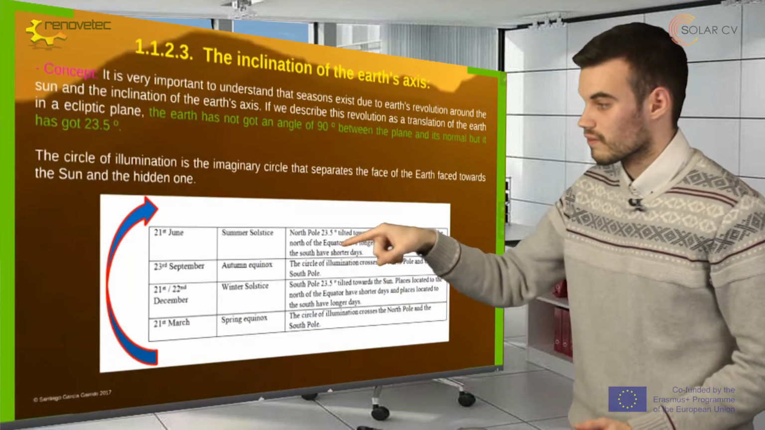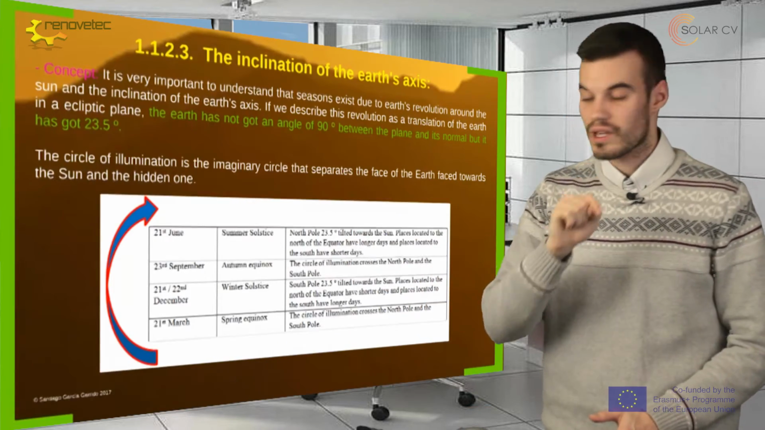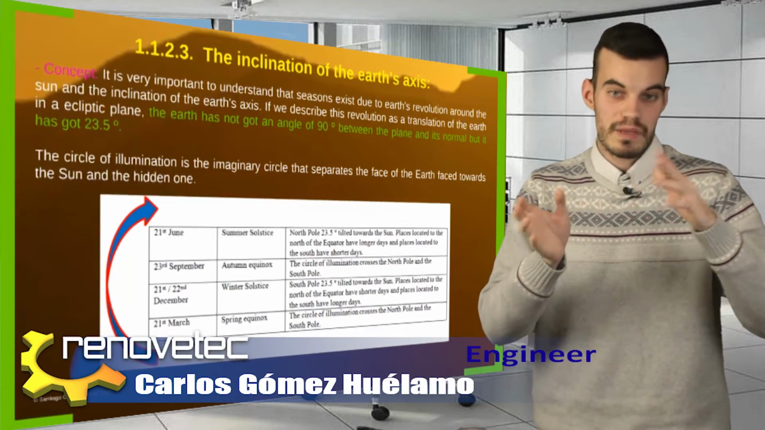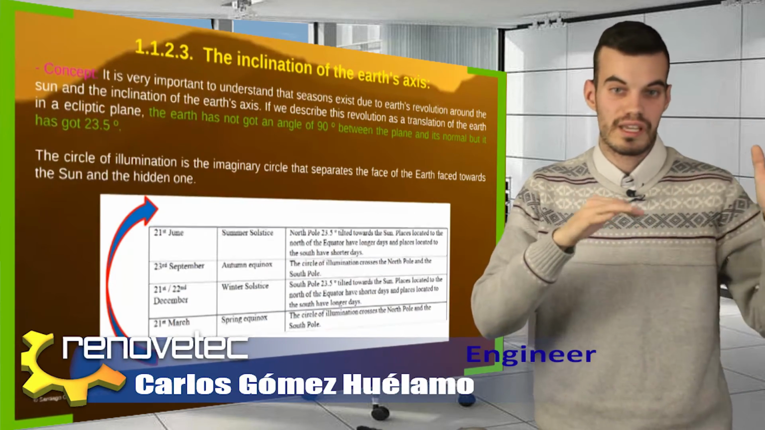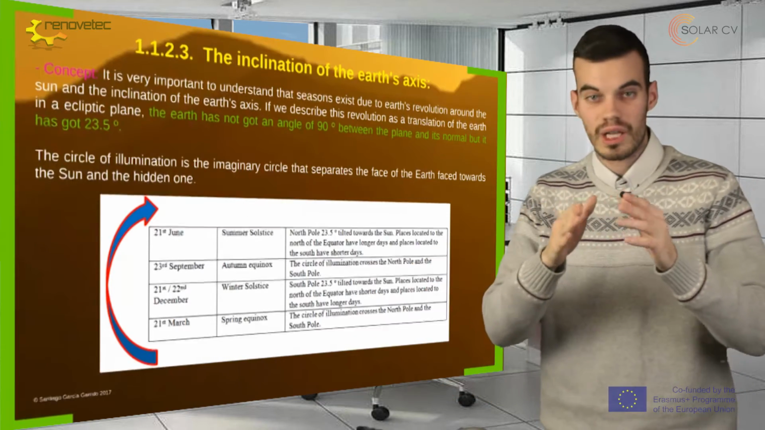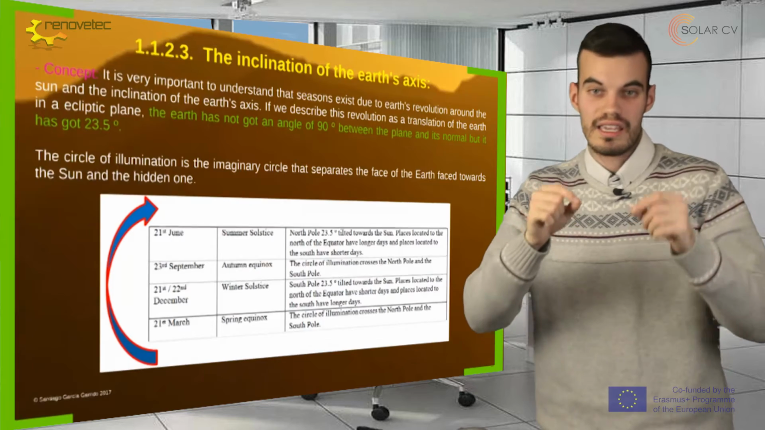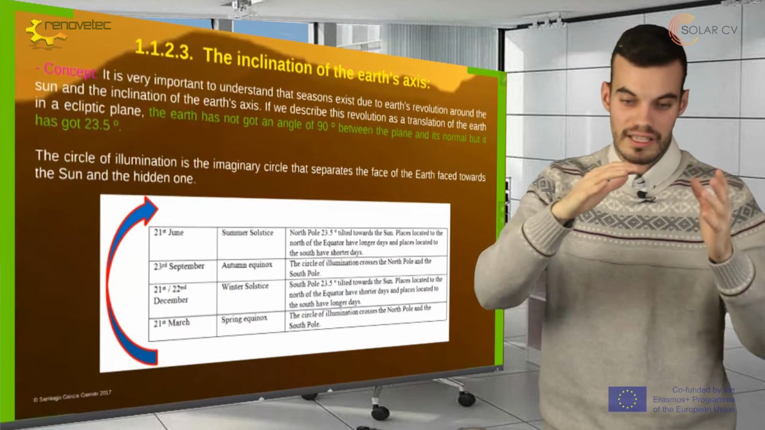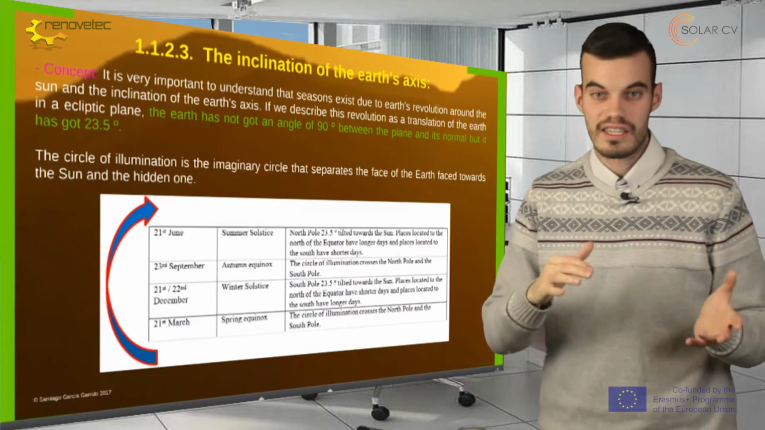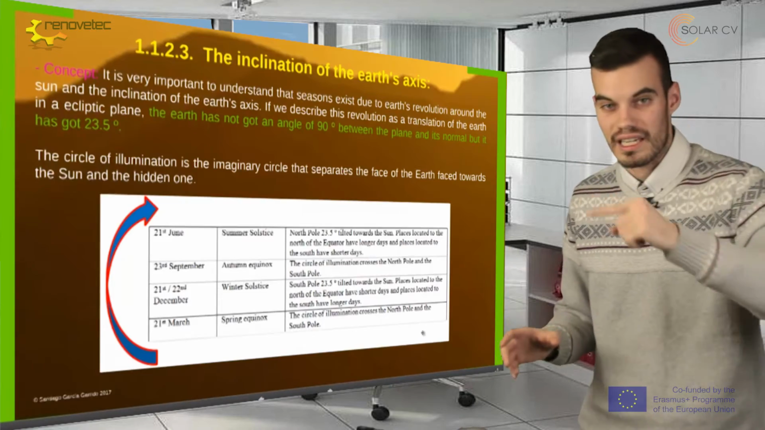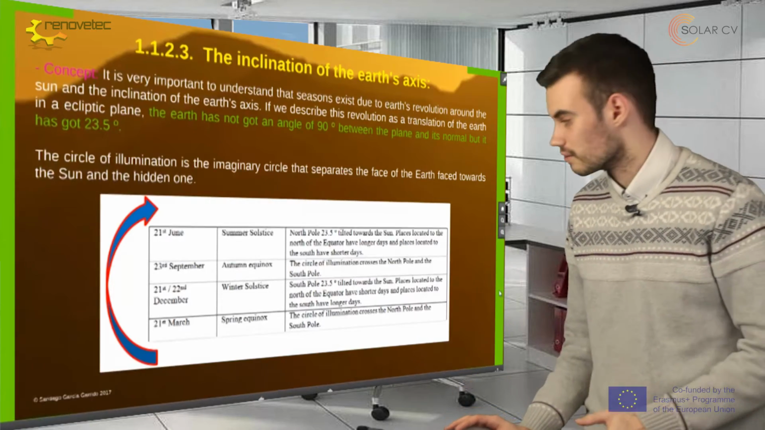And finally, on 23rd of September and 21st of March, we are going to have respectively the autumn equinox and spring equinox, because the circle of illumination, i.e. the circle which separates day and night on the Earth, is going to be across the main meridian.